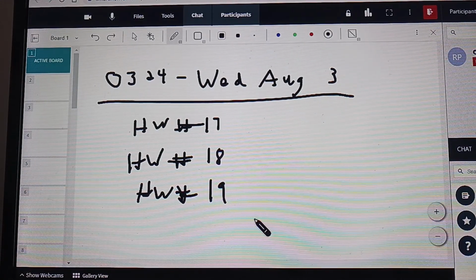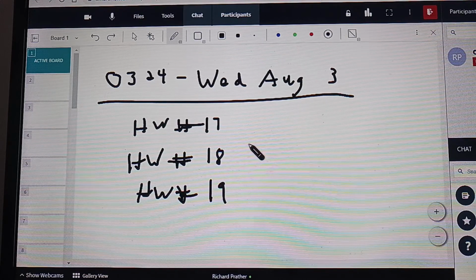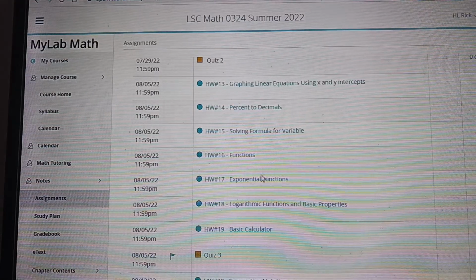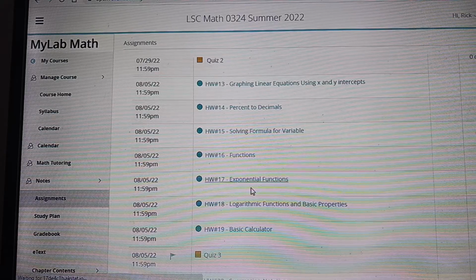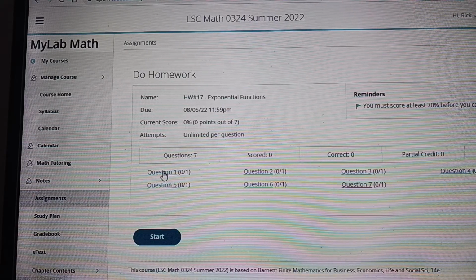Okay, we are up to Wednesday, August 3rd for Math 0324. And even though we have 3 homeworks today, 17, 18, and 19, I think the last one's not very long at all. I guess we'll find out when we get in there. 17, exponential functions, only 7 problems here.